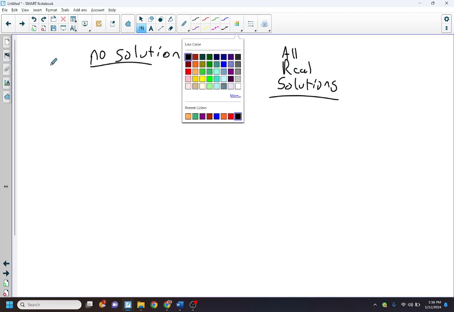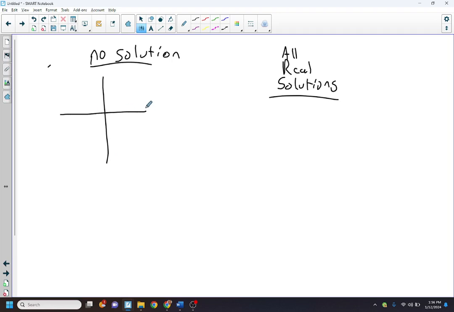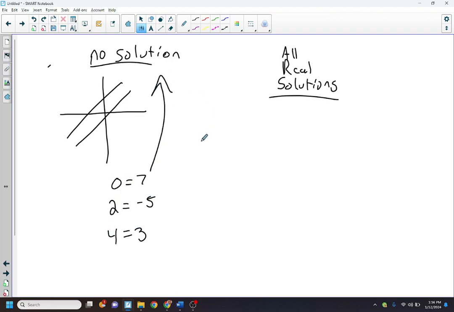All right, and last thing is special case scenarios. Here's how special case scenarios work. If you graph and you have two lines that are parallel, that is a no solution because there's nowhere they will touch. A parallel line, by definition, are two lines that never touch. And since your answer is where you touch and they will never touch, that's a no solution. Another no solution is if all the variables disappear and you get like a 0 equals 7 or 2 equals negative 5 or 4 equals 3, something like this. This can never happen. 0 can never be 7. 2 can never be negative 5. 4 can never be 3. So that is a no solution.